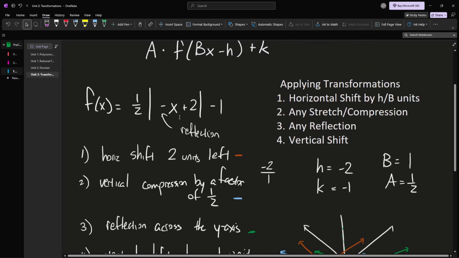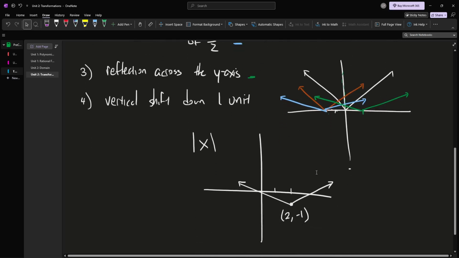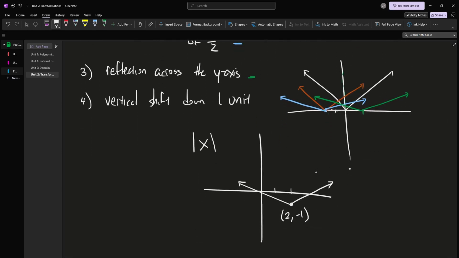But let's plug in 0. 0 plus 2 is 2. Absolute value of 2 is +2. Times 1/2 is 1. Minus 1 is 0. And we see my graph does hit through 0, 0. So 0, 0 is another point.